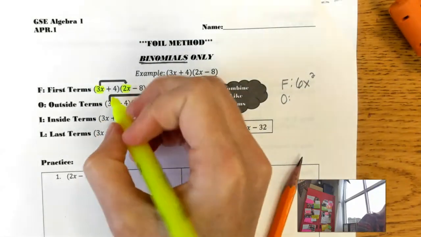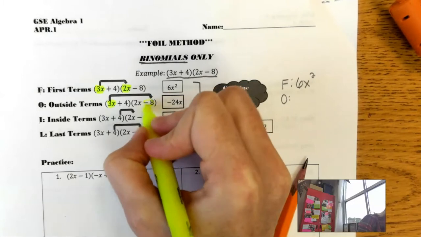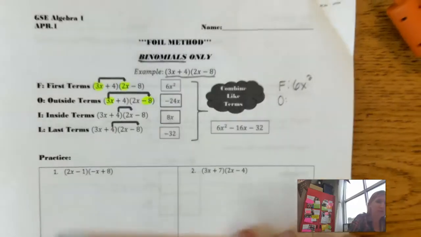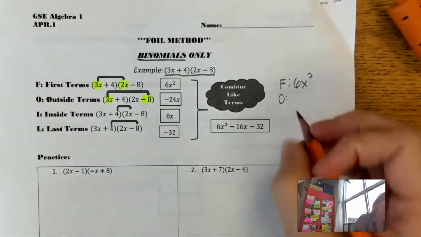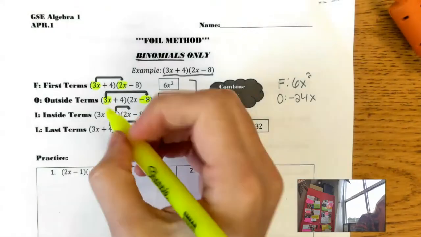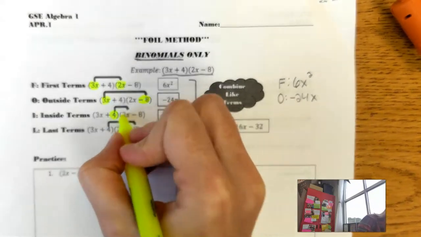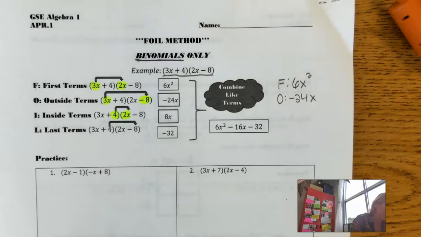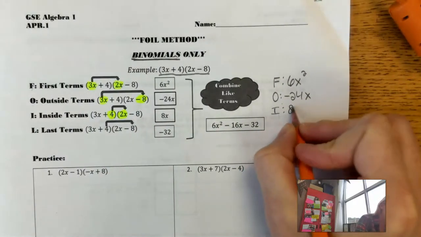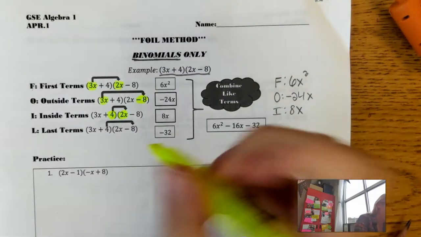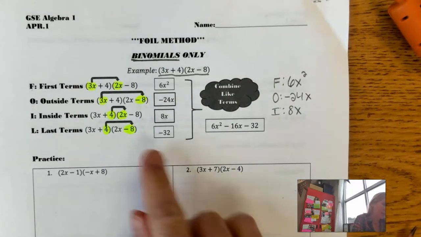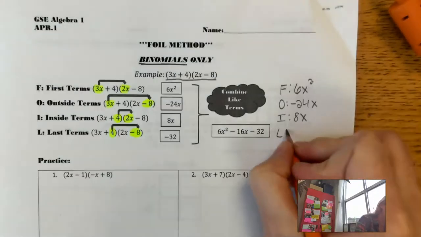The outer terms are the 2 terms on the outside. Remember, you need to keep that -8. Keep that subtraction sign with it. So 3x times -8 is going to give me a -24x. All right, my inside terms, 4 and 2x. 4 times 2x gives me 8x. And then my last terms, 4 times -8. And that's going to give me -32.